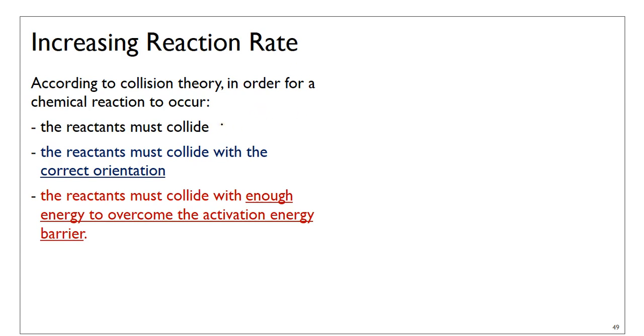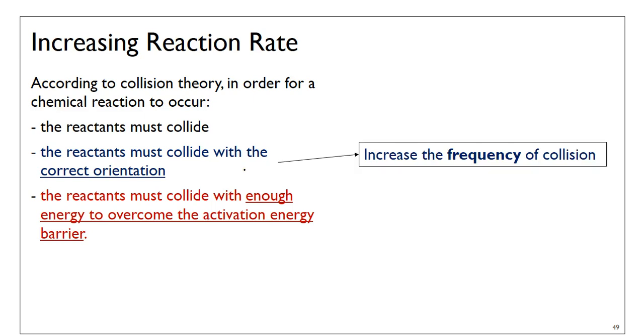We looked at collision theory and how we can use collision theory as a theoretical framework to explain different ways to increase reaction rate. So there are three conditions in collision theory. The first one is that reactants must collide, and the second one is that reactants must collide with the correct orientation. And we've discussed how we can increase the reaction rate by increasing the frequency of collision by either increasing the surface area, the concentration, or the pressure of the reactants, depending on the states of the reactants.